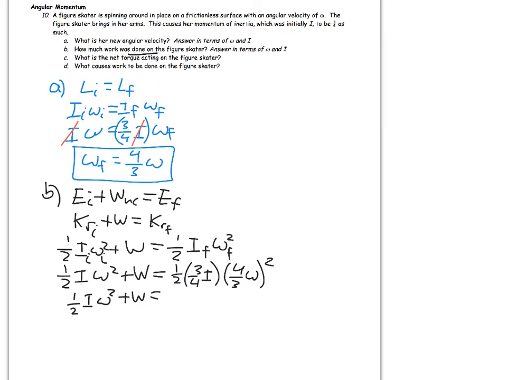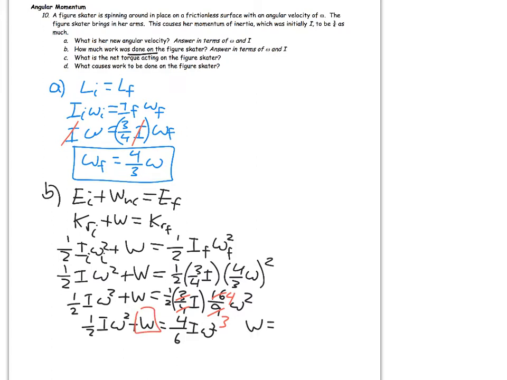When we go ahead and do our math over here and square that, of course, that becomes 16/9 omega squared, and we can cancel some things out and simplify here, so that cancels out part of that, that cancels out part of that, and what we're ultimately left with on that right side of our equation is 4/6 times I times omega squared. Okay, and so we can go ahead then and solve for this work term here, and we're going to find that our work is going to be 4/6, which is really 2/3 I omega squared minus 1/2 I omega squared.